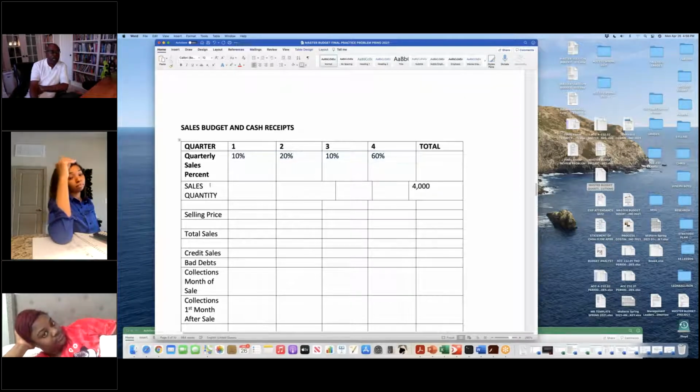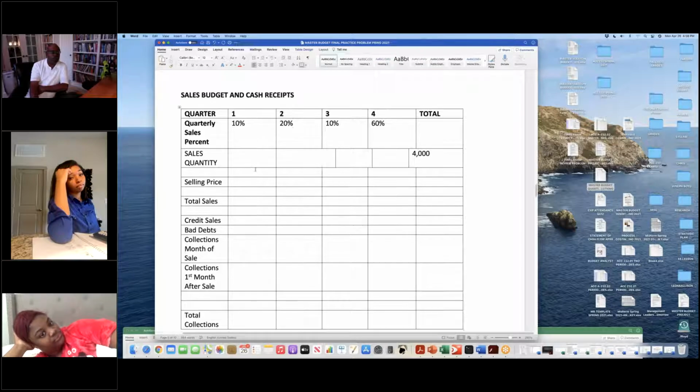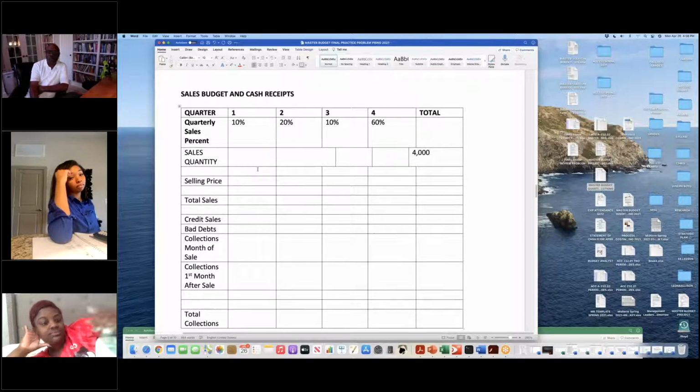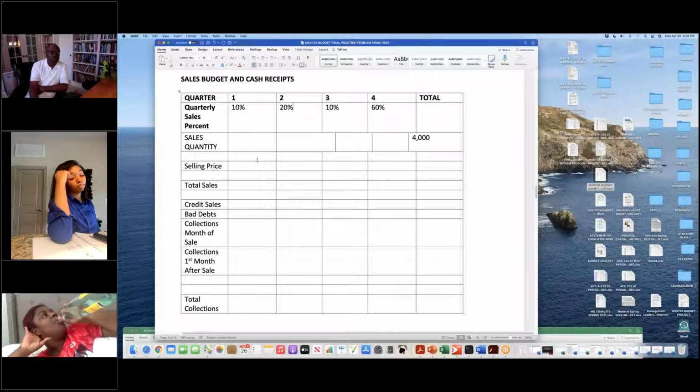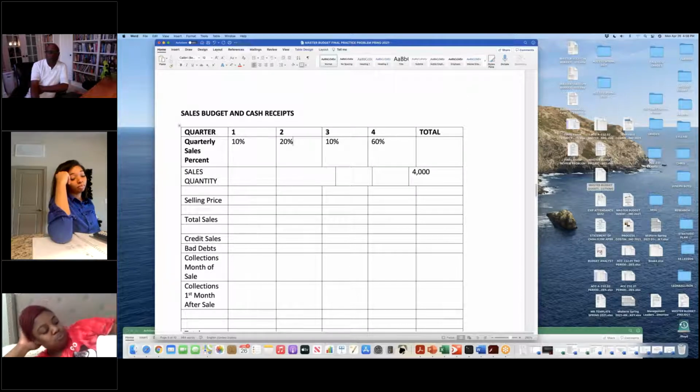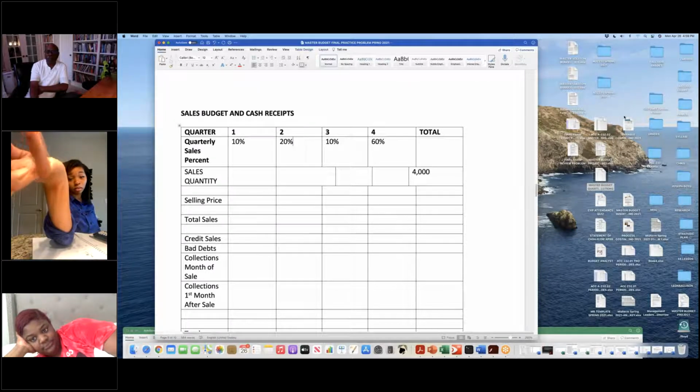Now, I want everybody to go down to quarter one. How long will it take you to get through quarter one? You want to know what 10% is? You want to know what the numbers are?